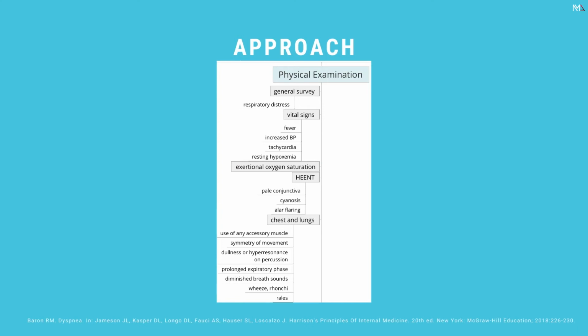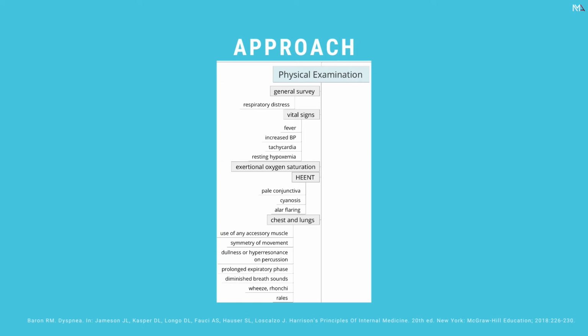Presence of resting hypoxemia may be seen if there is hypercapnia, ventilation-perfusion mismatch, or impairment in diffusion capacity. Exertional oxygen saturation must also be taken to reproduce symptoms, also to assess for new findings that were not present at rest, and for changes in oxygen saturation. Pale conjunctiva may indicate presence of anemia. Cyanosis and alar flaring may indicate pulmonary disease.